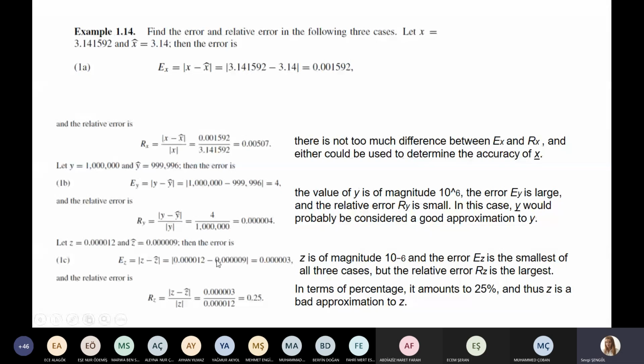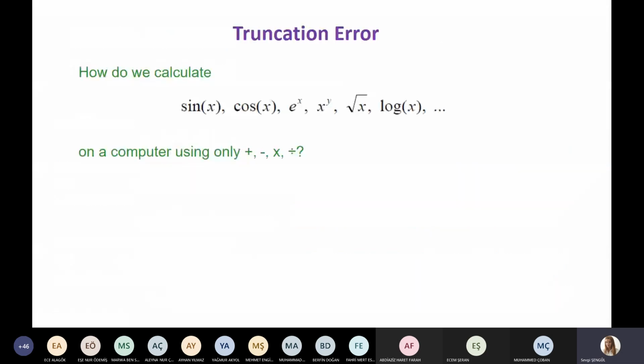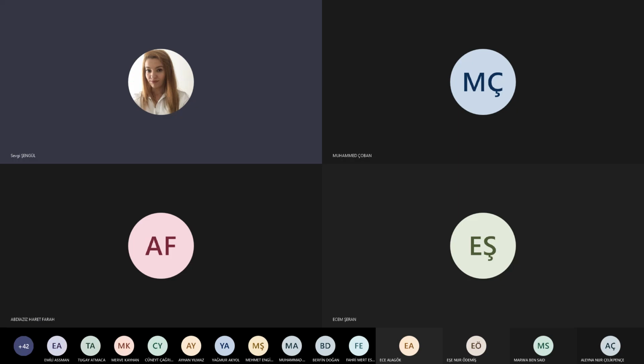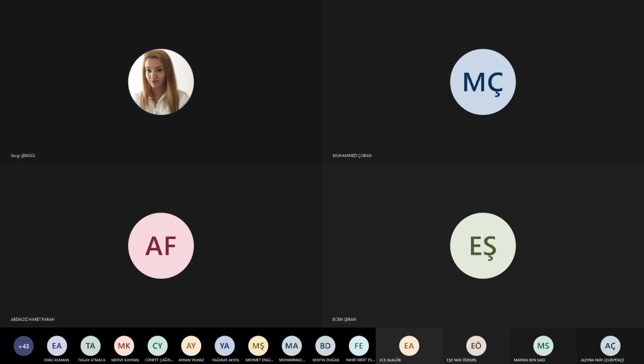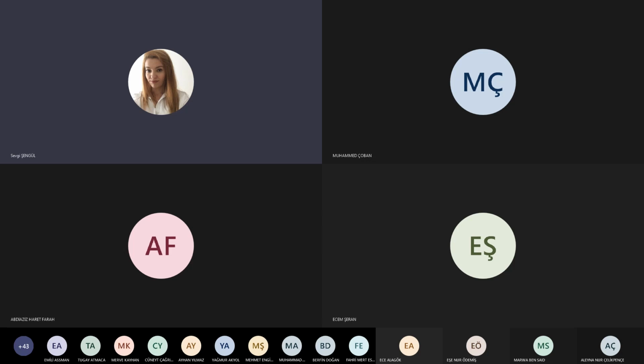And another one is truncation error. By the way, you can stop me anytime and ask your questions. I am checking every now and then if you have any. Okay, it seems you will not. Let's see.